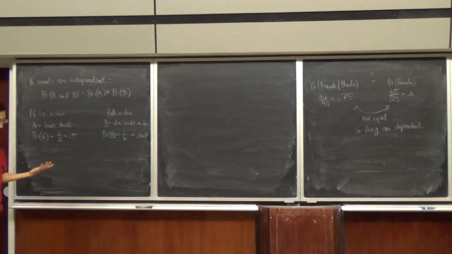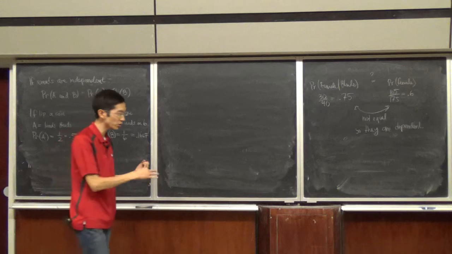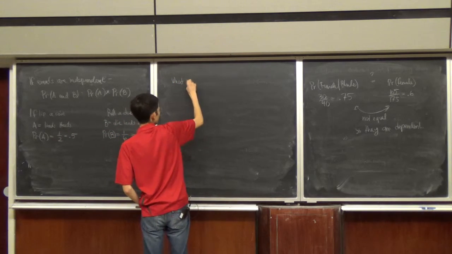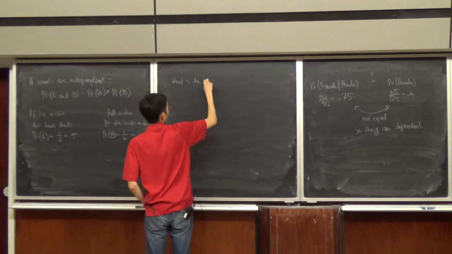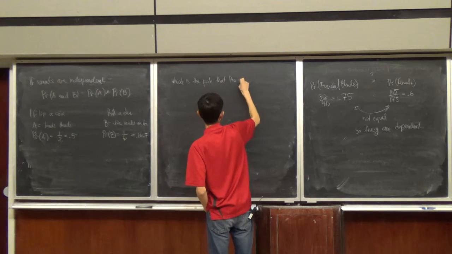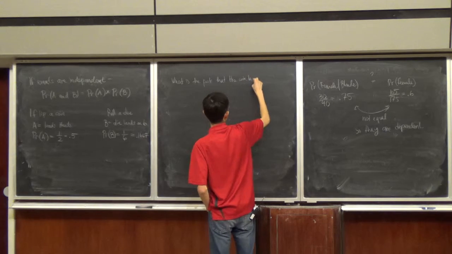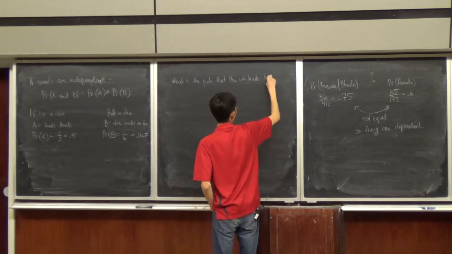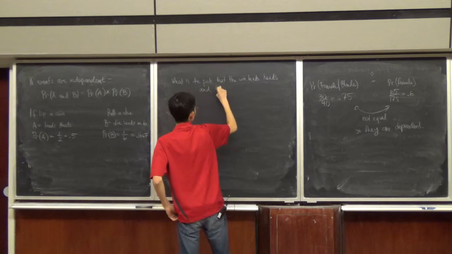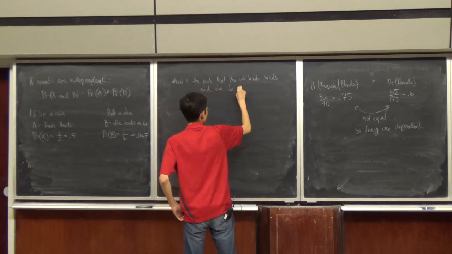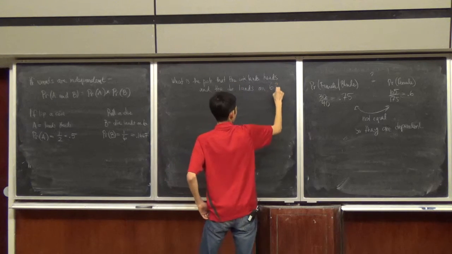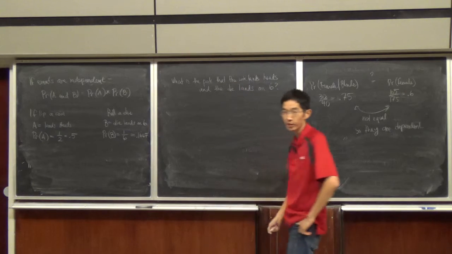Okay, so if I flip a coin and roll a die, what is the probability that the coin lands heads and the die lands on 6? What is the probability of that happening?